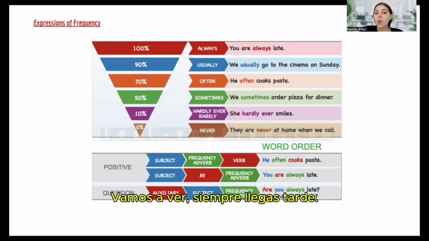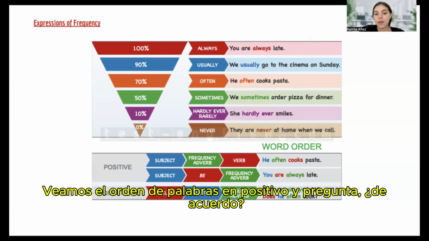Let's see. You are always late. Tú siempre estás tarde. We usually go to the cinema on Sunday. Tú usualmente vas al cine los domingos. He often cooks pasta. Él a veces cocina pasta. We sometimes, nosotros a veces, ordenamos pizza para la cena. She hardly ever smiles, or she rarely. Ella rara vez sonríe. They are never at home when we call. Ellos nunca están en casa cuando llamamos.